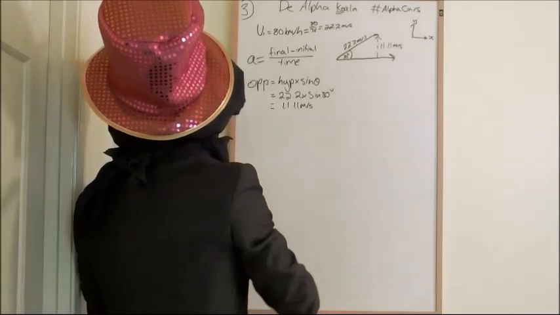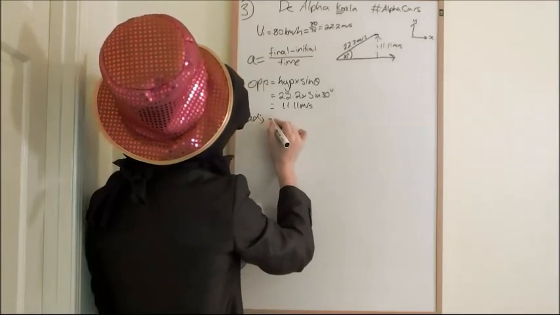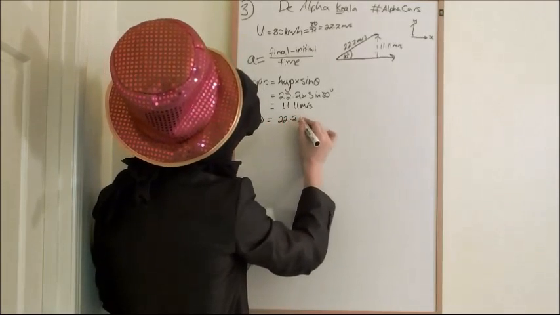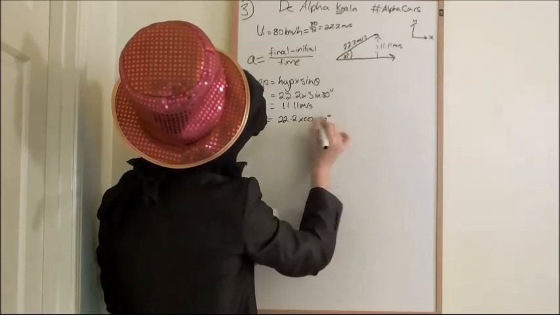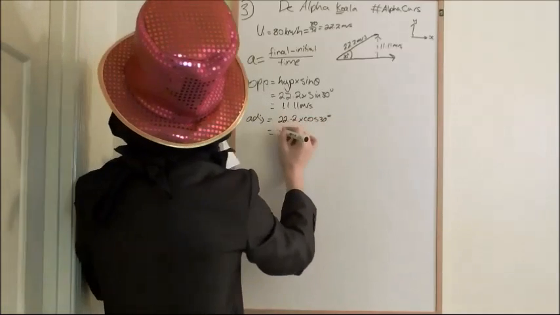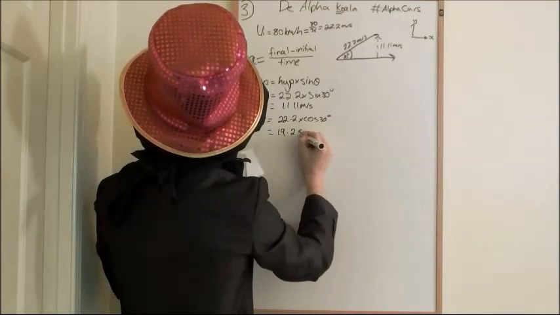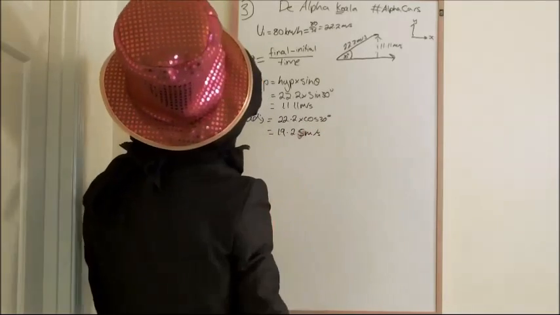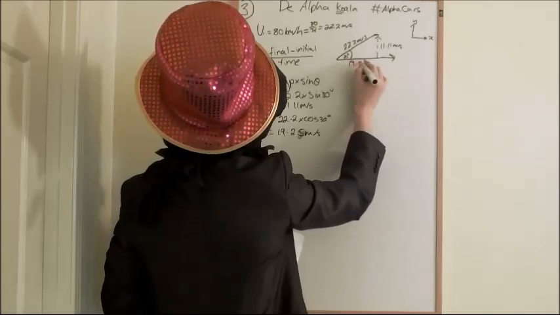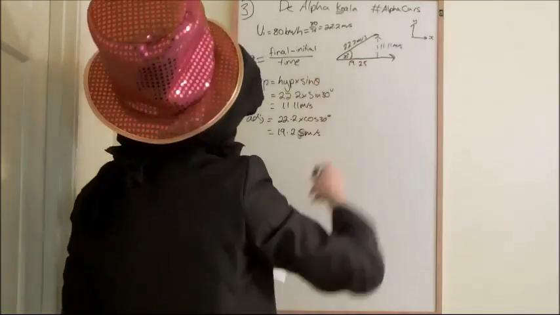And our adjacent is going to equal, let me just do this a bit shorter than the other one, 22.2 times cos 30 degrees, and that is going to give us 19.25 meters per second. And we'll put that in. And once again, that's going to be positive, so it's going along the positive x-axis.